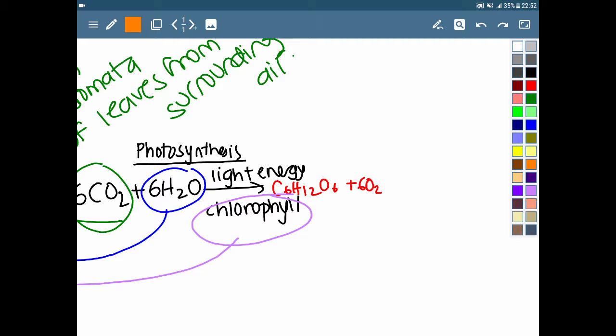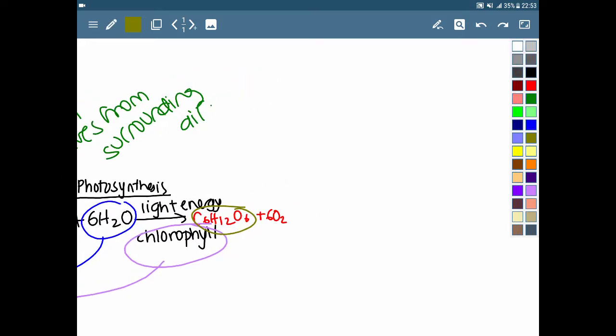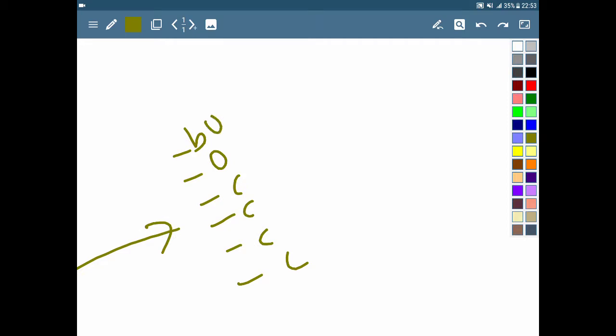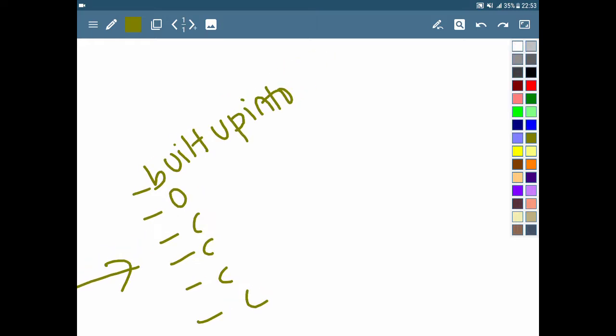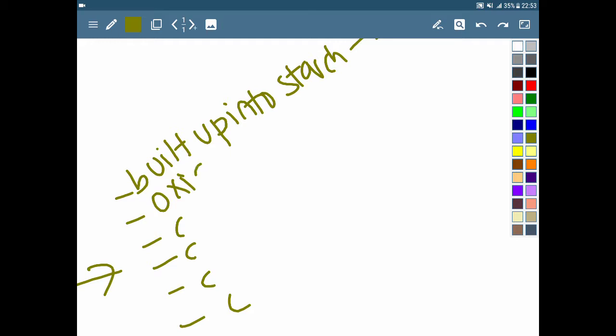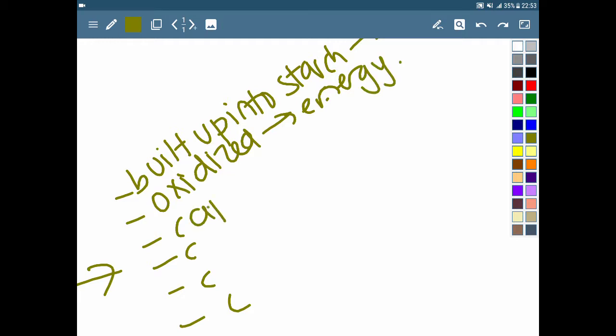Now, the glucose. There are many things that can happen with glucose, so I'll highlight them over here. So there's 6 things that can happen. 1, 2, 3, 4, 5, 6. So, BOCCCC. It's built up into starch, and whenever it's starch, it's for storage. Okay, O is for oxidized, so it's oxidized for energy. C means converted.